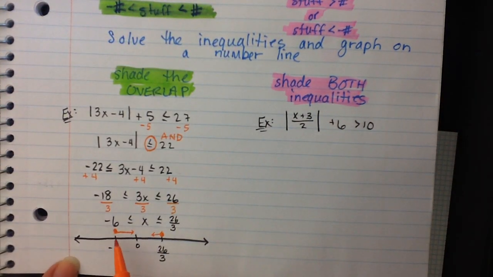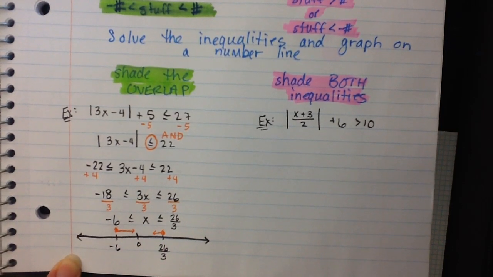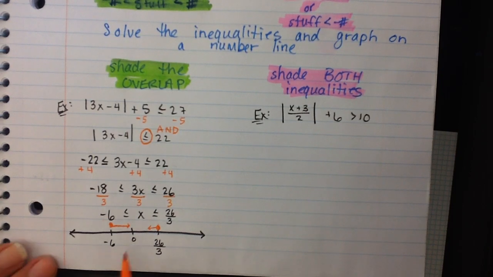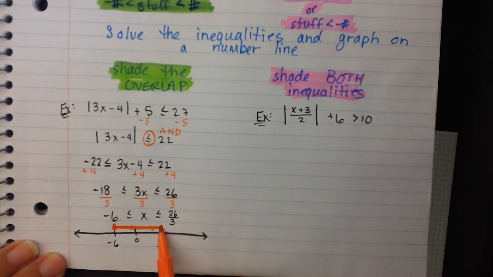Even though this shading would continue forever and this shading would continue forever, since it's an AND, I only shade the overlap, so it's going to just be in the middle here. So that's what my number line would look like.